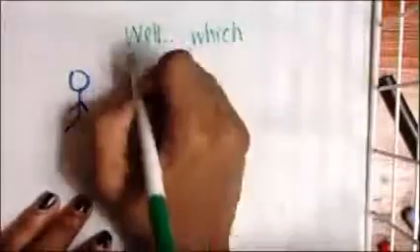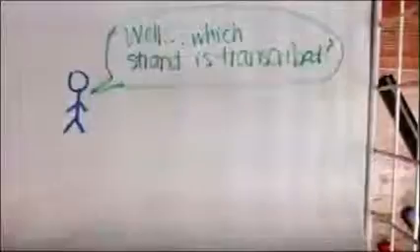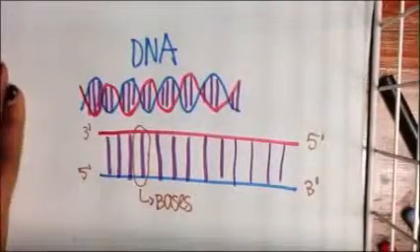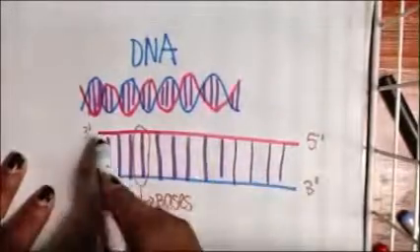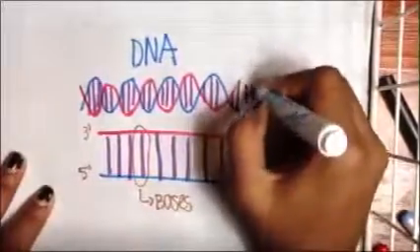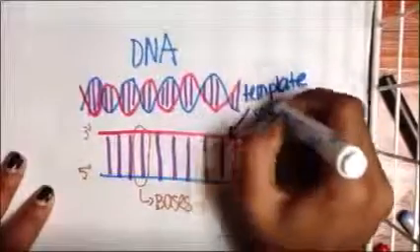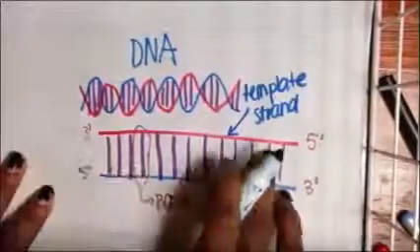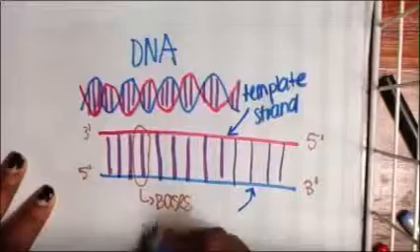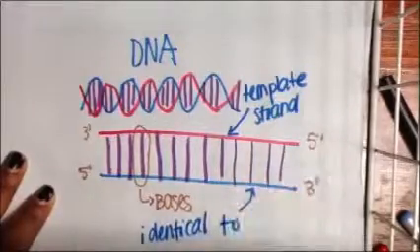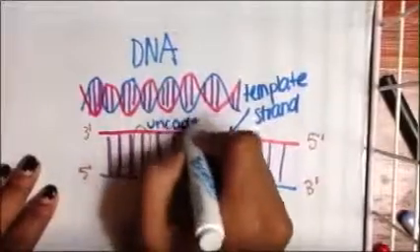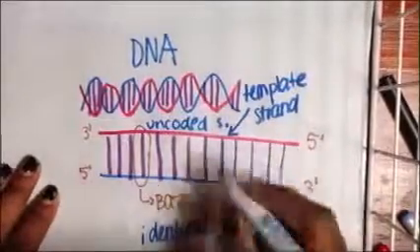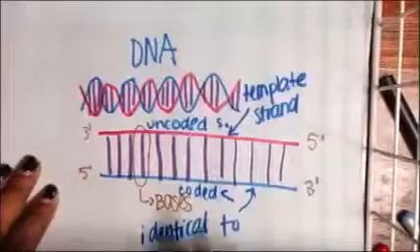Now you may wonder, which strand is transcribed? If we go back, you can see that the strands are not the same as I said before. It is strand 3 to 5 that is the template strand, or the noncoding strand. This is the strand that RNA attaches to and transcribes the information from. And therefore, the RNA is identical to the 5 to 3 strand. This one's called the coding strand.